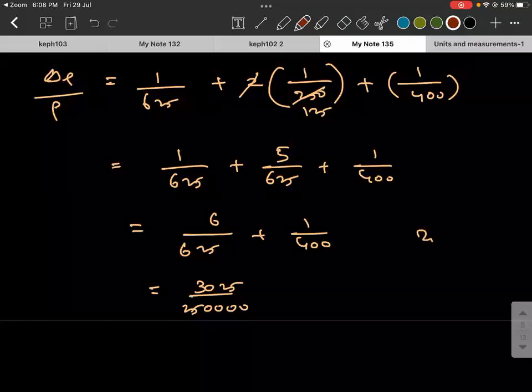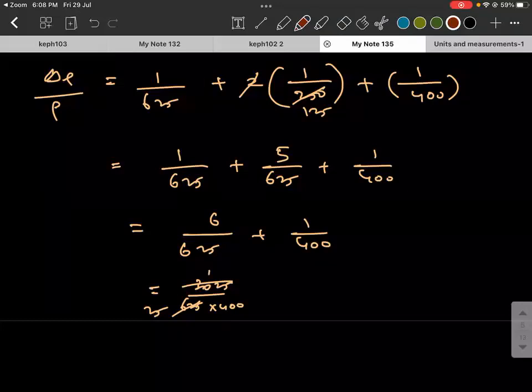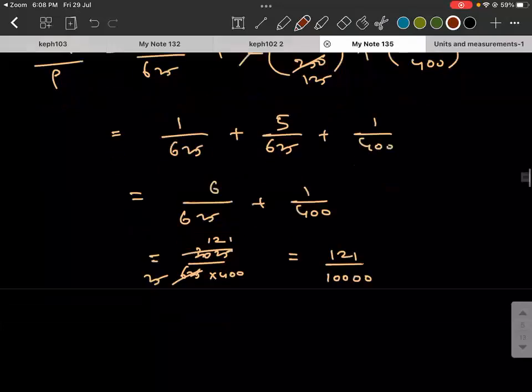So it's simple. Correct, 3025 is the numerator, divided by 625 into 400. Otherwise, you could just cross multiply: 3025 divided by 625 into 400. 625 is divisible by 25, 25 times. And 3025 is divisible by 25, 121 times. So 121 divided by 25 into 400 is how much? 10,000. Right? So this is delta rho by rho.